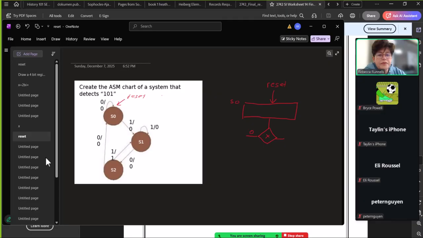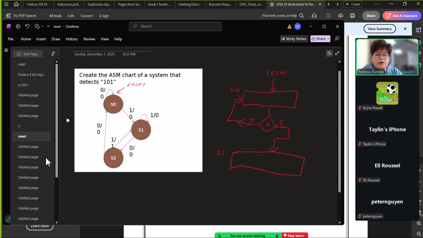So 0 and 1. If our input is 0, we go back to S0 and our output is 0, so we don't have to put anything. If our input is 1, we go to state S1, and there's nothing special. I could have just gone straight down there. But the output is still 0, so I didn't have to put an output in there. So that's S1.